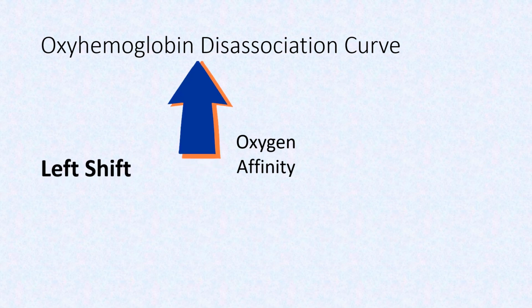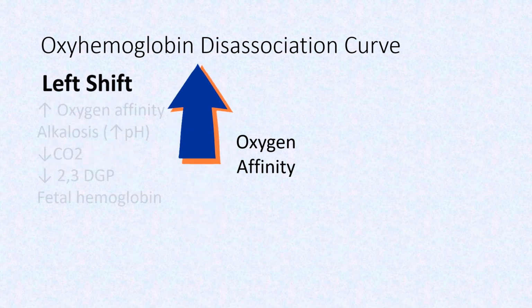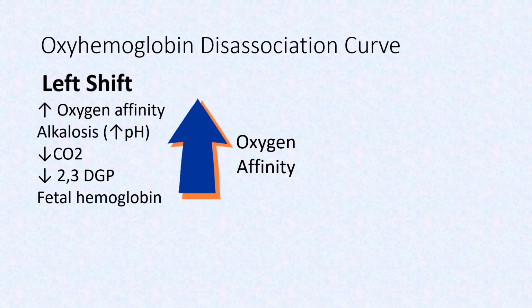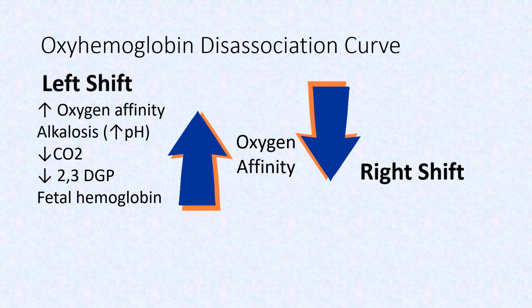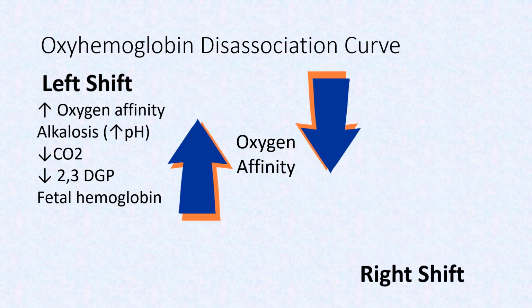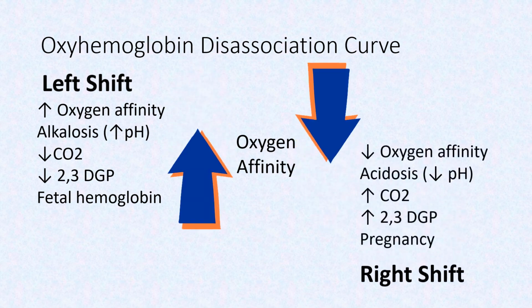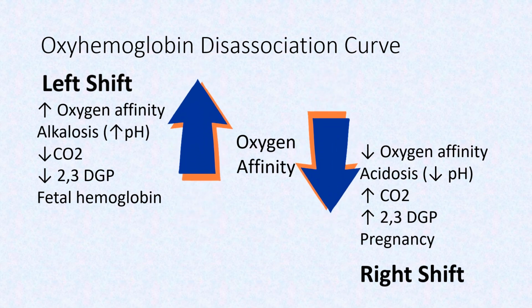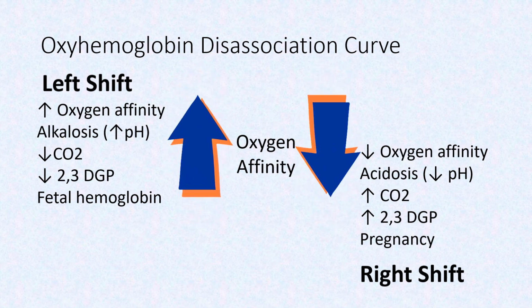To review, a left shift increases hemoglobin's affinity for oxygen. This can be caused by an increased pH or becoming more alkalotic, decreasing carbon dioxide, decreased 2,3-DPG, and fetal hemoglobin. A right shift decreases hemoglobin's affinity for oxygen. This can be caused by a decrease in pH or becoming more acidotic, increasing carbon dioxide, or increasing 2,3-DPG. Pregnancy can also move the curve right.